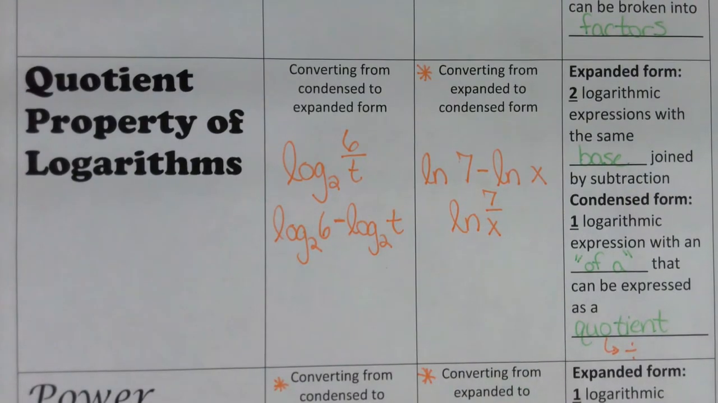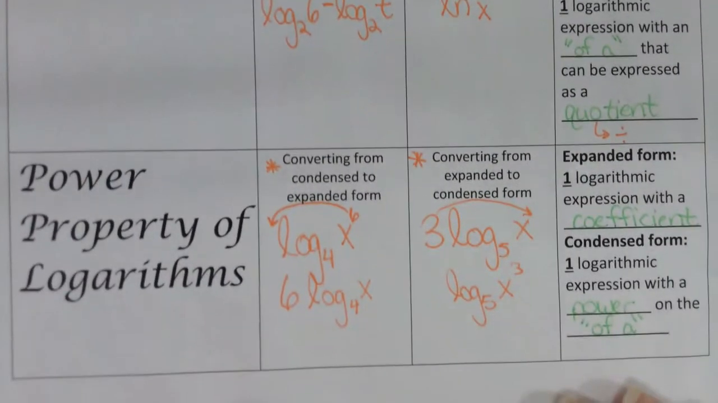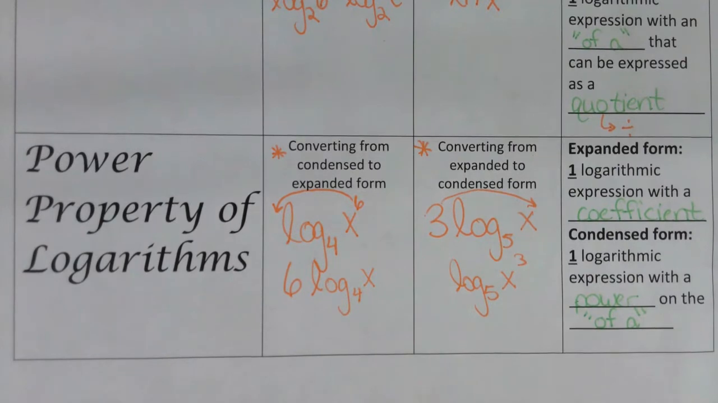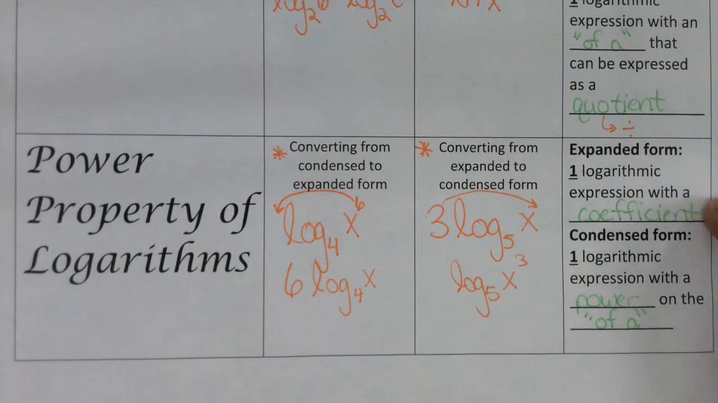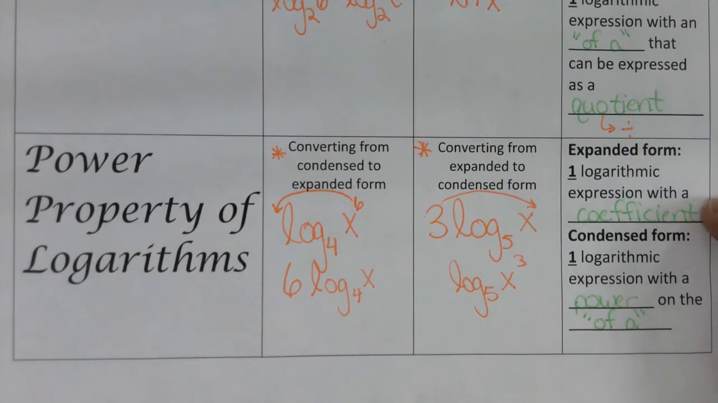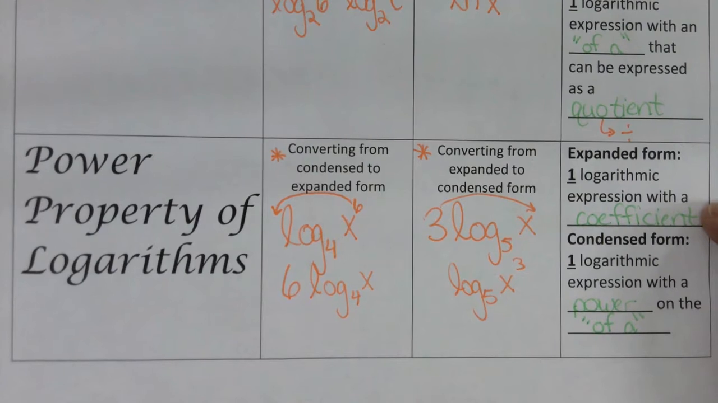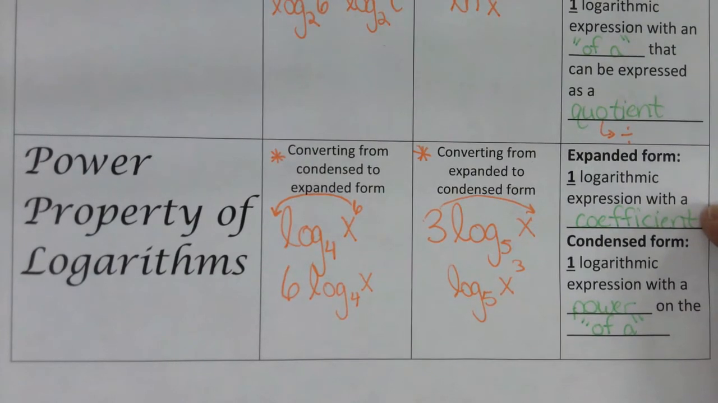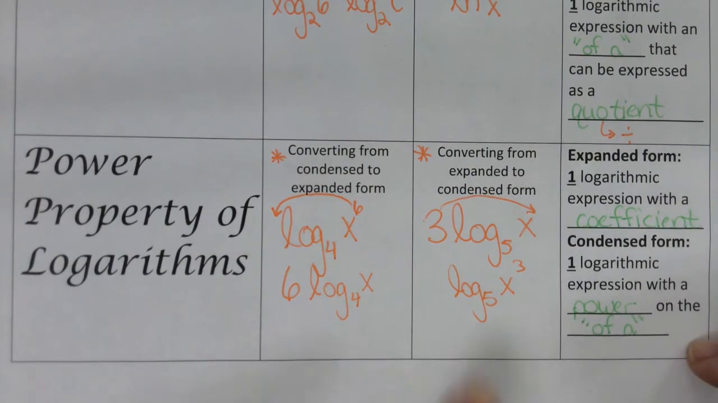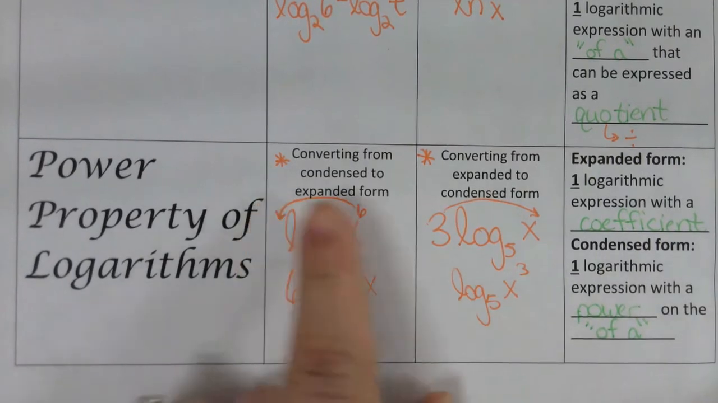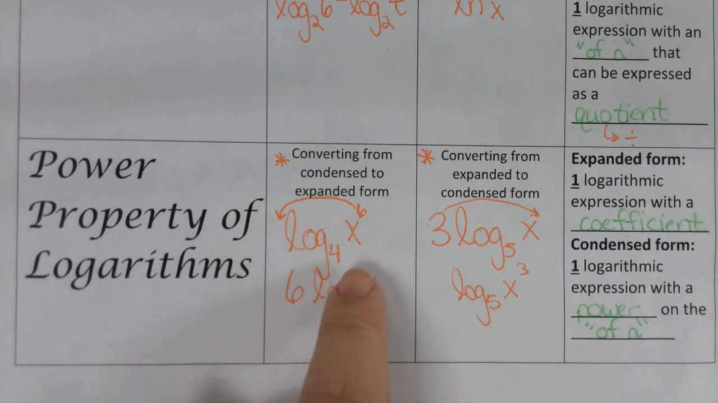Now, power property does not have its own skill per se, and it's woven throughout the different equations. So power property, they both have one logarithmic expression for expanded and condensed form, but expanded form will have a coefficient. So whenever you see a coefficient for a log, it's expanded form of the power property, and condensed form will have an exponent on the of number.